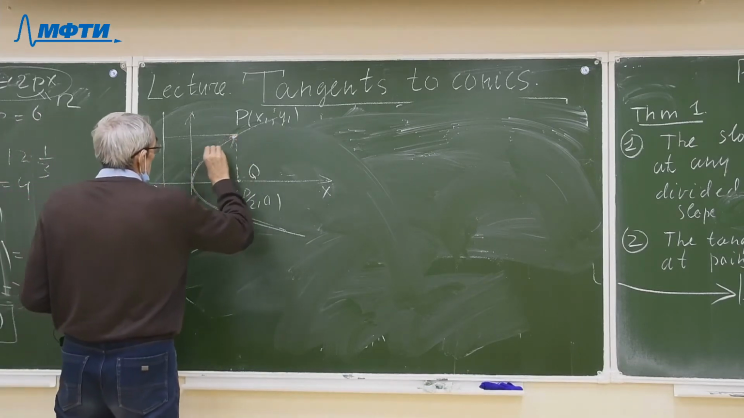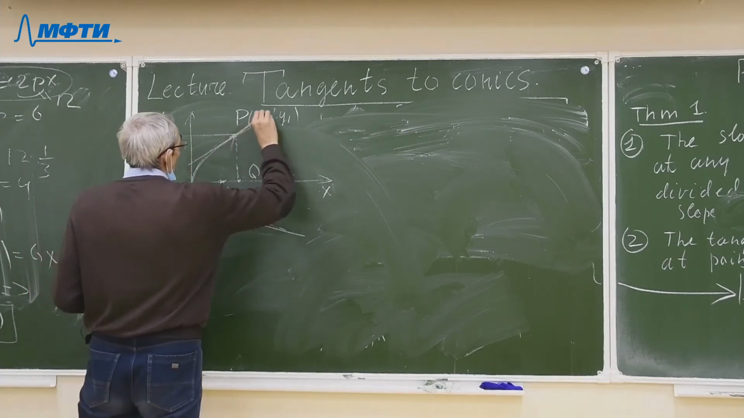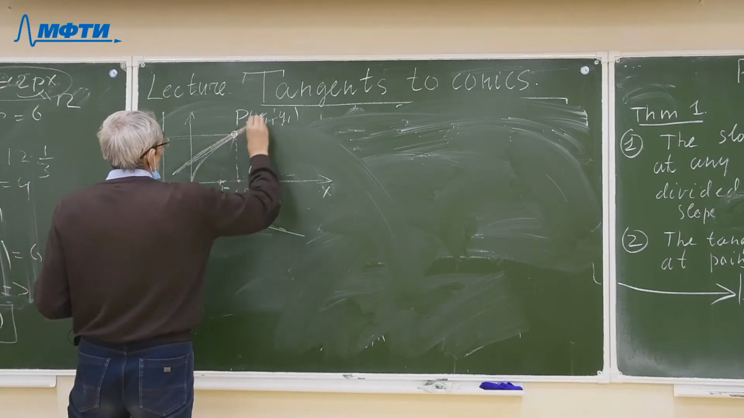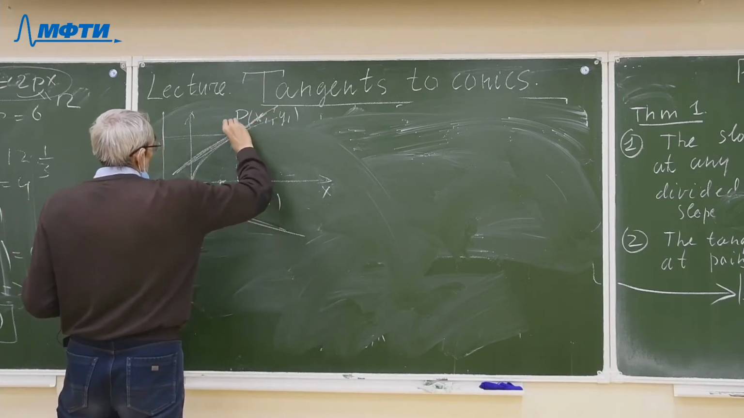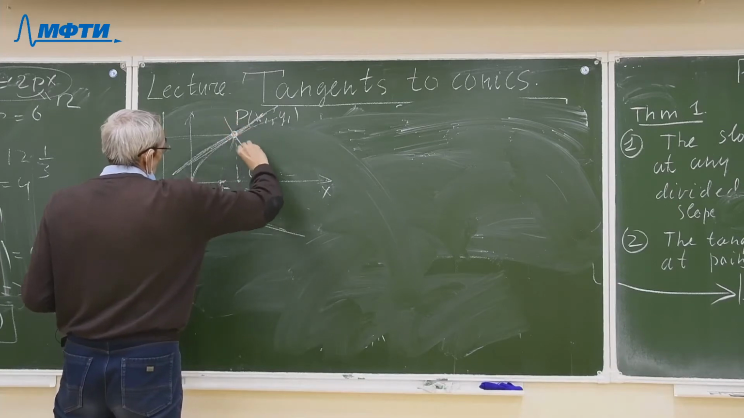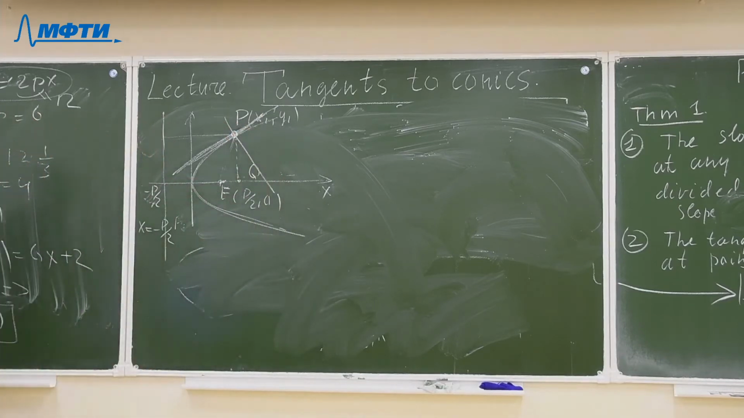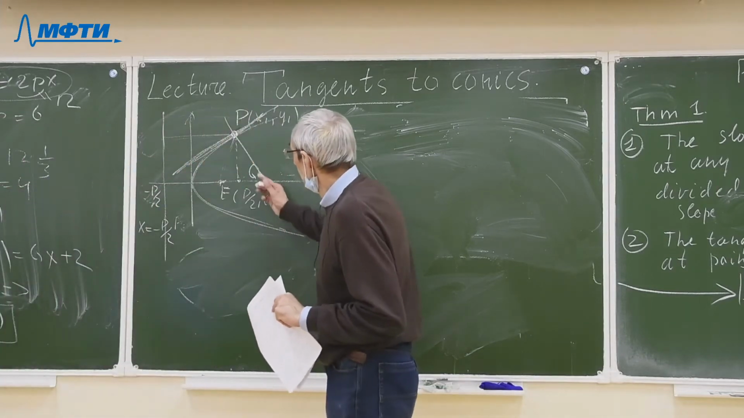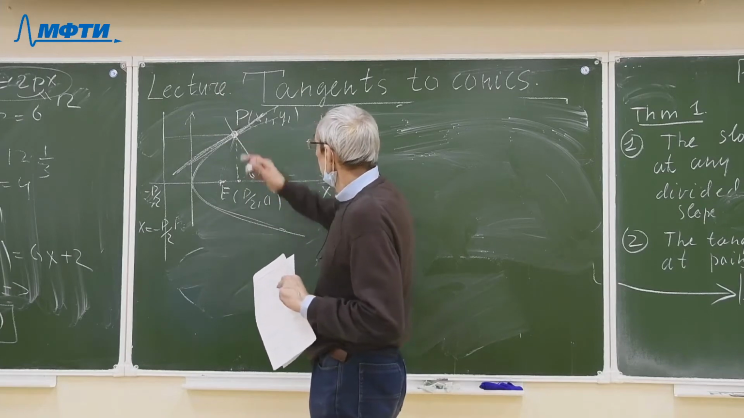We also have the tangent straight line, and let's consider the normal line. The normal line is perpendicular to the tangent at the point P.